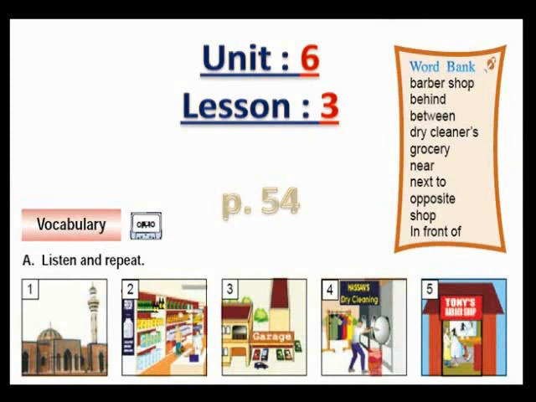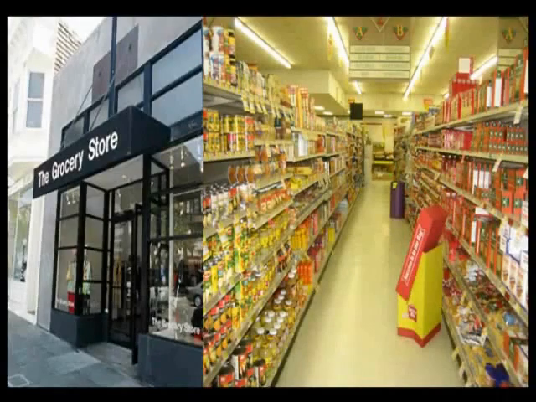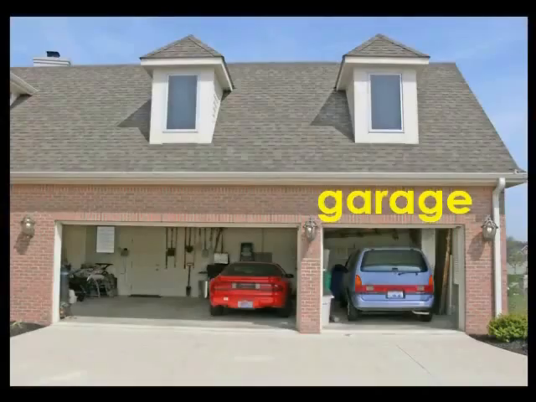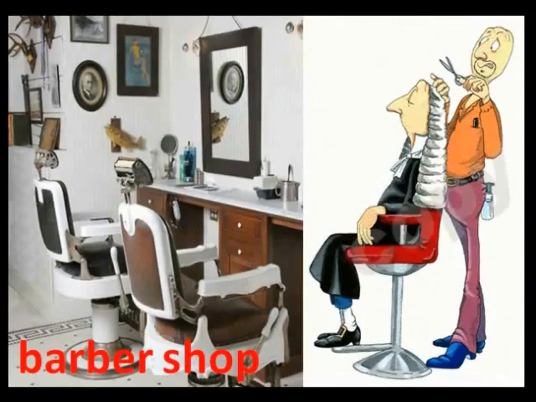Unit 6, Lesson 3, page 54, Vocabulary. Listen to the words and repeat them. Mosque. Grocery store. Garage. Dry cleaning. Barber shop.